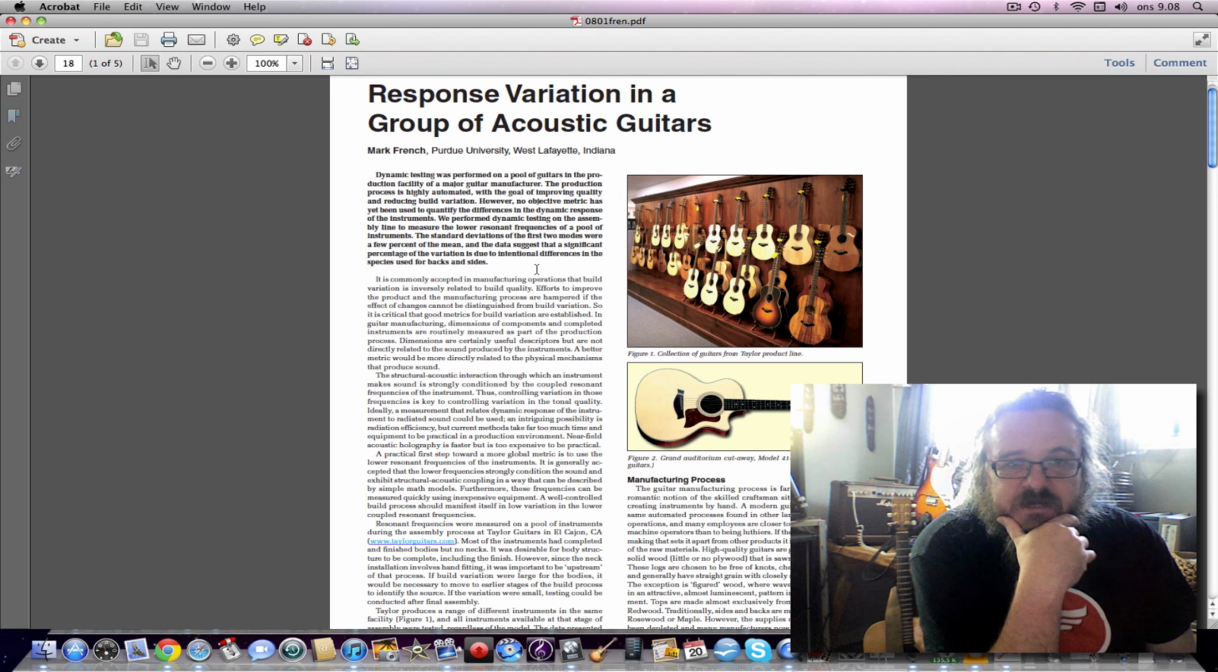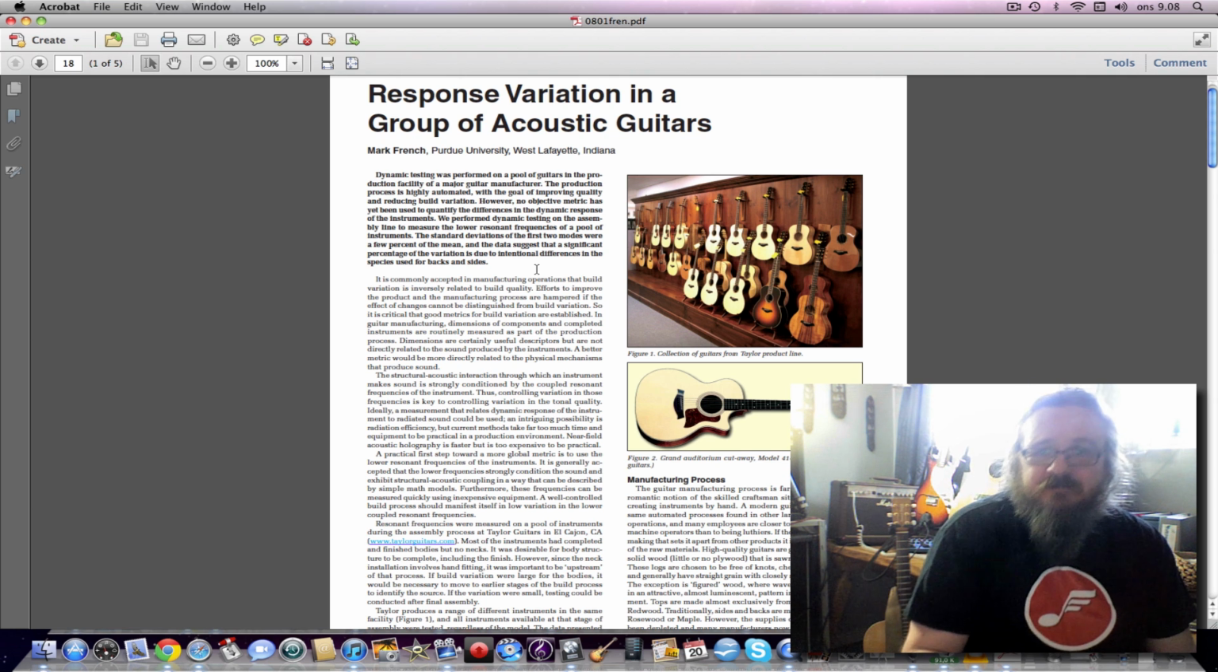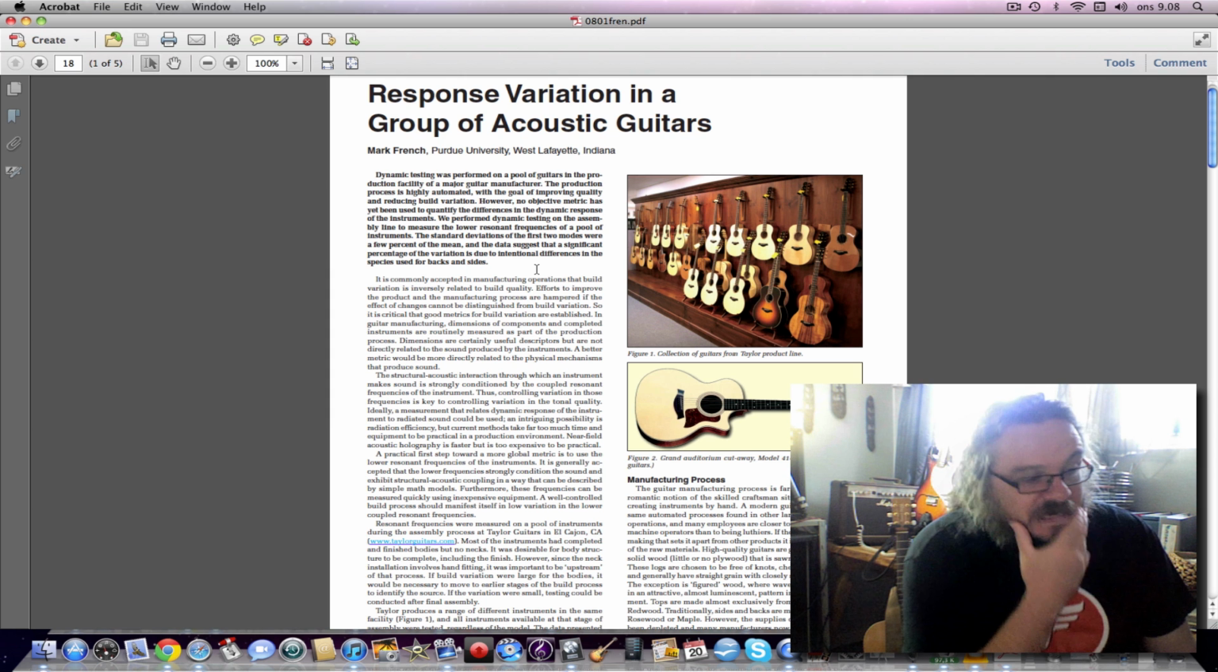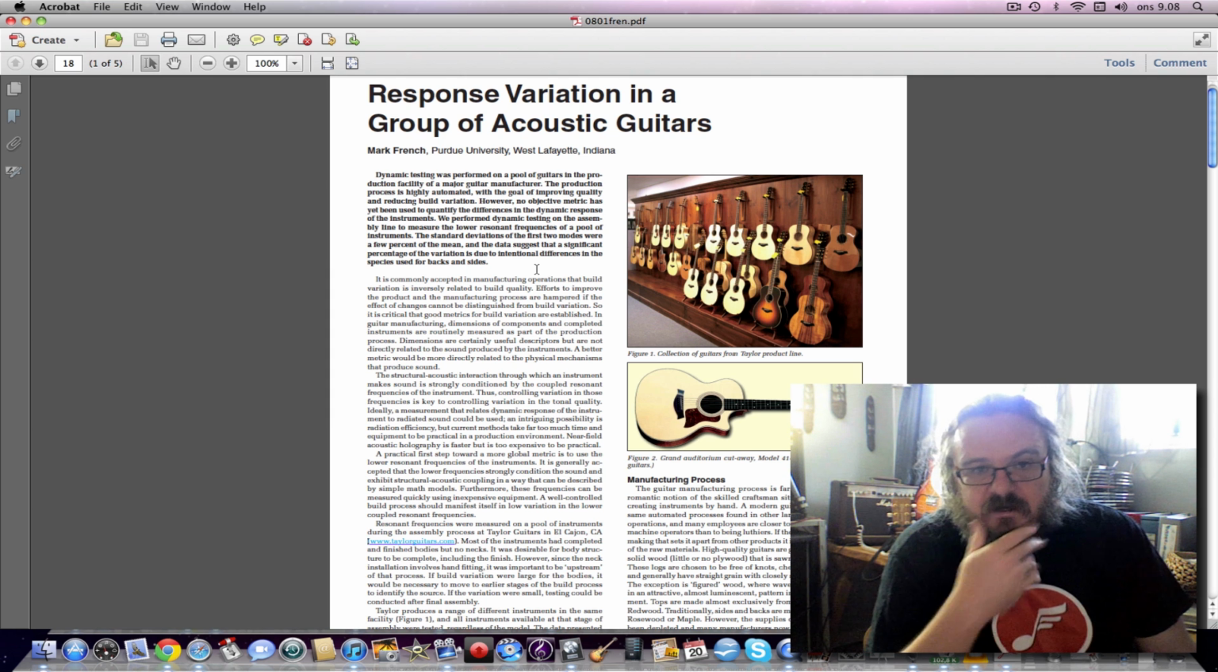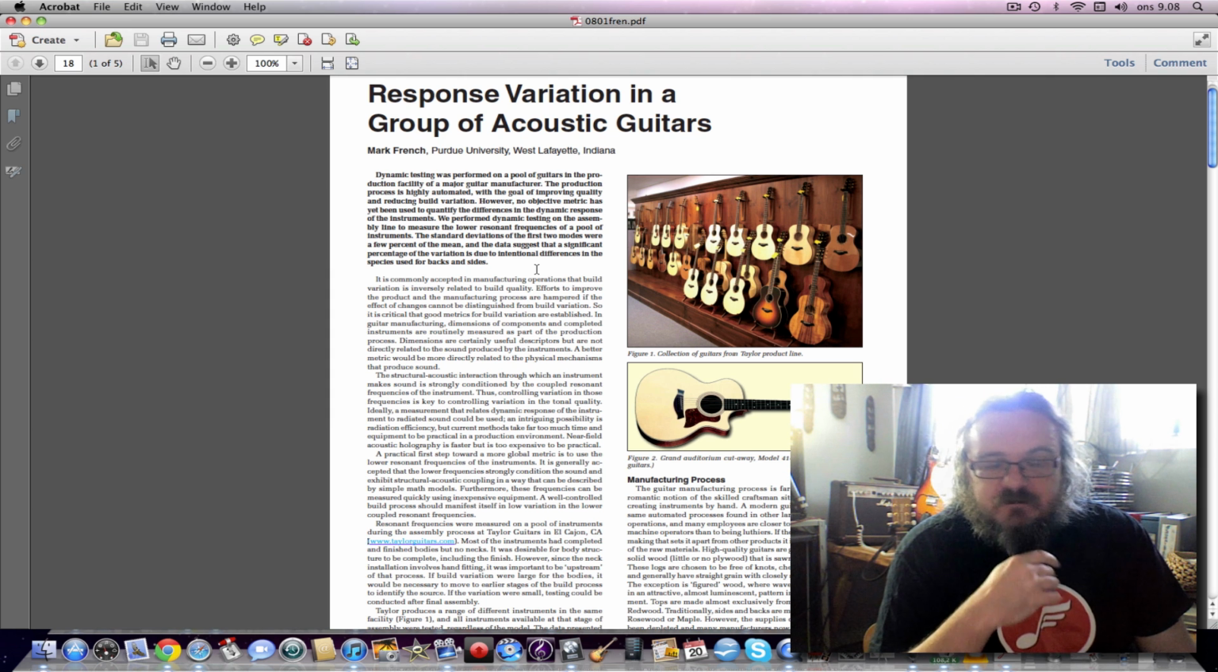However, no objective metric has been used to quantify the difference in the dynamic response of the instruments. We performed dynamic testing on the assembly line to measure the lower resonant frequencies of a pool of instruments. Standard deviations of the first two modes were a few percent of the mean, and the data suggests that a significant percentage of the variation is due to intentional differences in species used for backs and sides. Right, okay. People who are familiar with the acoustics of guitars, that will make sense; others not.